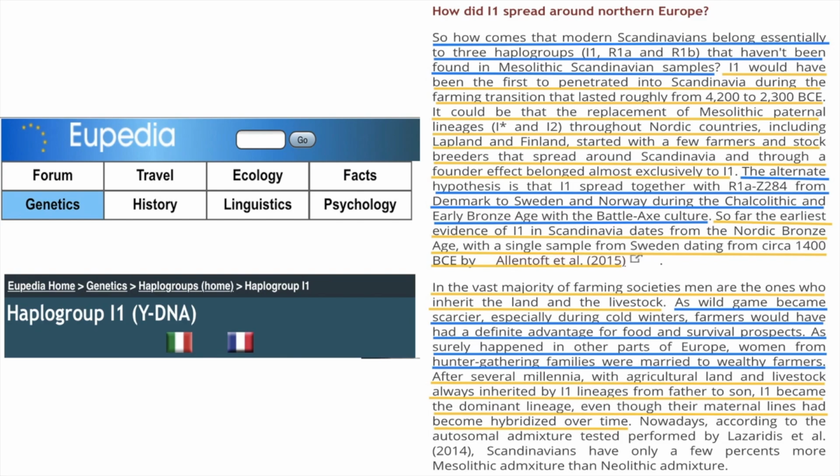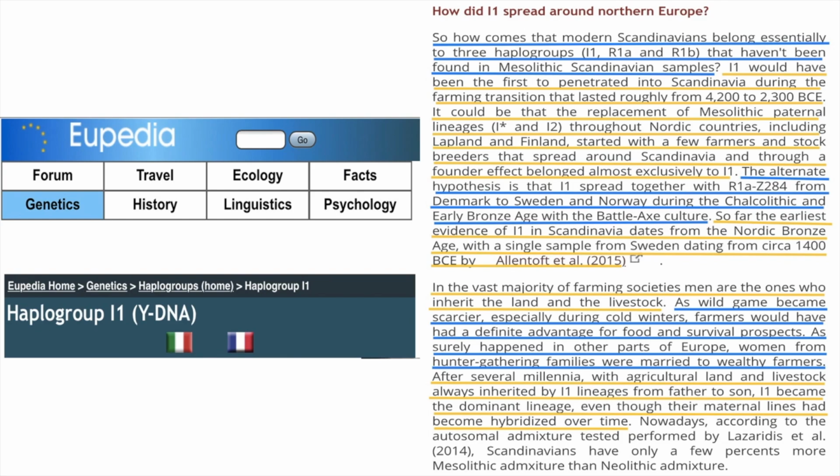In the vast majority of farming societies, men are the ones who inherit the land and the livestock. As wild game became scarcer, especially during cold winters, farmers would have had a definite advantage for food and survival prospects. As surely happened in other parts of Europe, women from hunter-gatherer families were married to wealthy farmers.